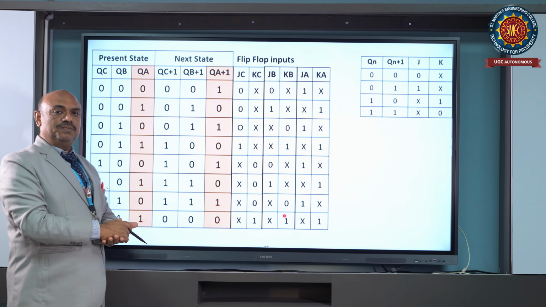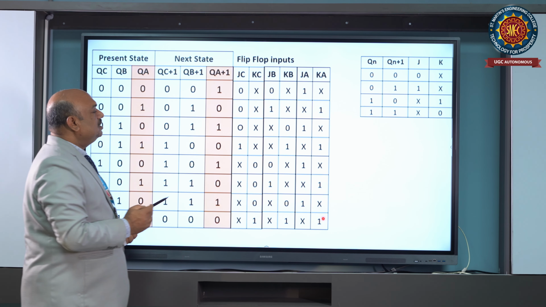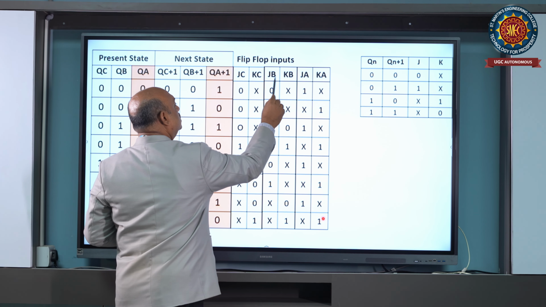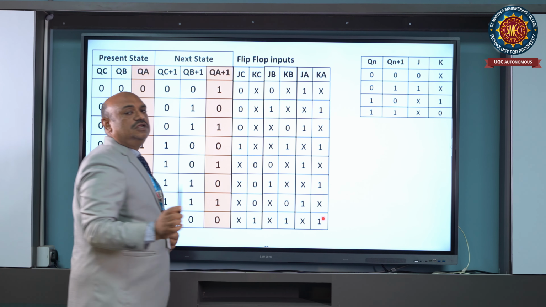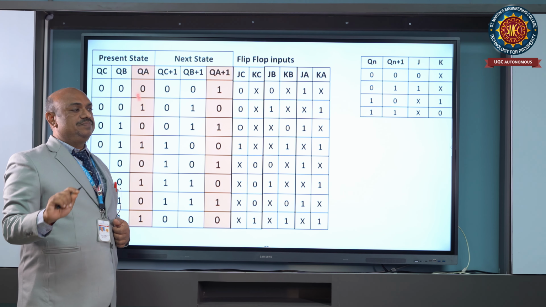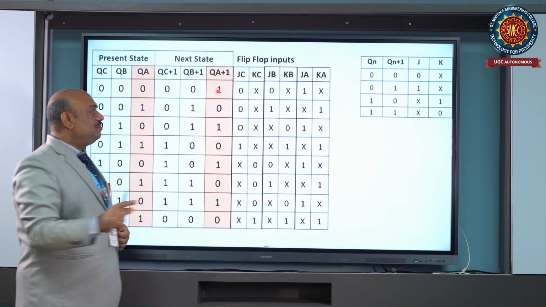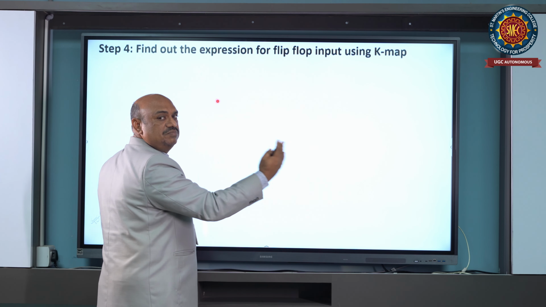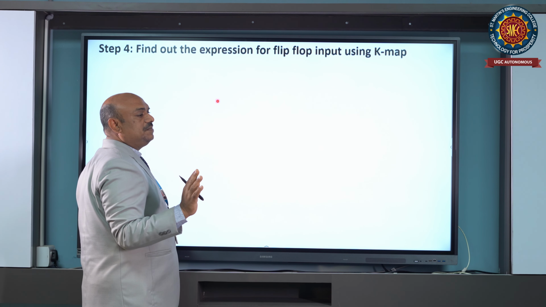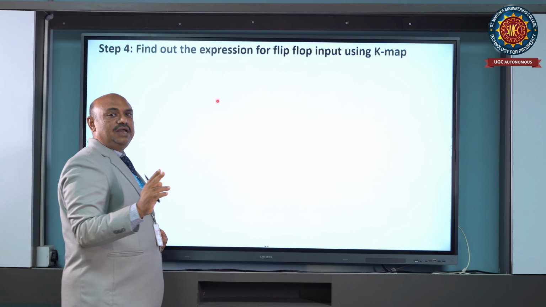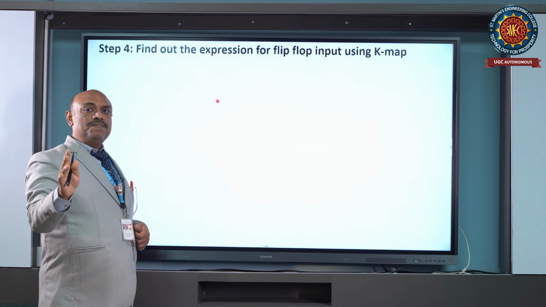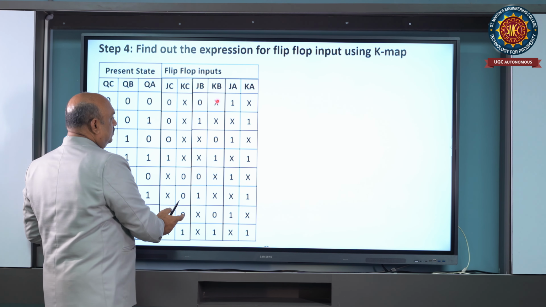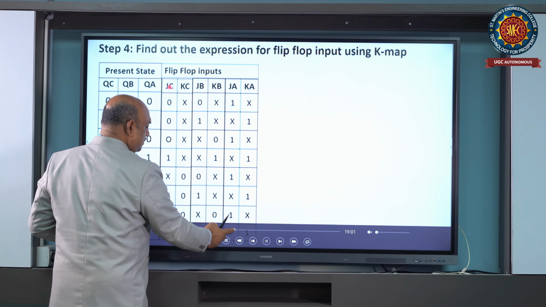After filling all the flip-flop input tables, next we require the expressions. So 1, 2, 3, 4, 5, 6. We require 6 K-maps. Now these are minterms. All these minterms we fill into the 6 K-maps. After filling the 6 K-maps, we'll get 6 expressions. After getting the 6 expressions, we'll design. So now we are filling those 6 K-maps.